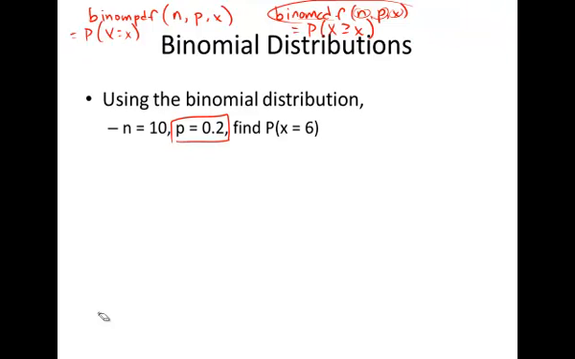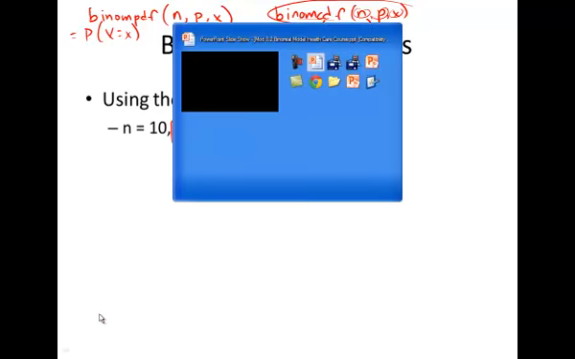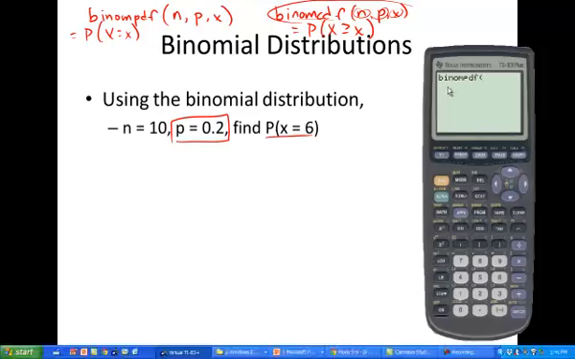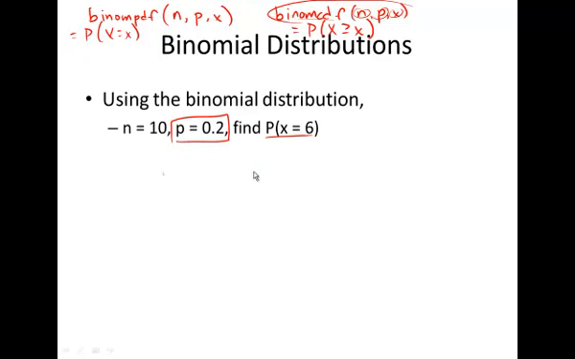All right, so we are calculating the probability that x is exactly 6. So we will go binomial PDF, n is 10, comma, p is 0.2, comma, x is 6, close paren. 0.0055 or 0.55%. Okay.